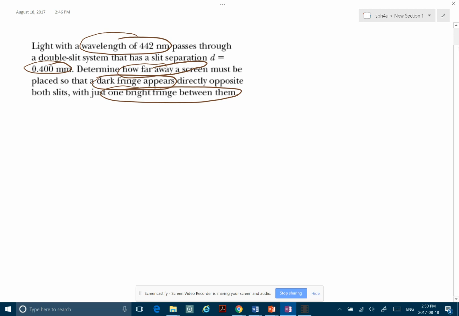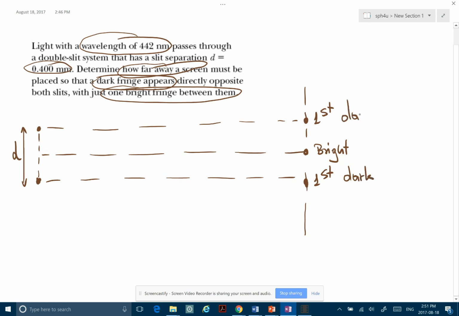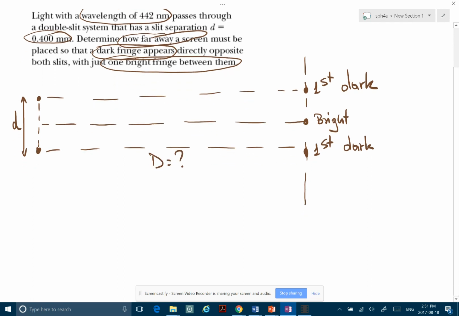All right. So let's first try to visualize this problem. We have the two sources, the two slits, and they are a distance d apart, which is given to us. And then we have a screen somewhere far. So we have one bright fringe, and then we have a dark spot on either side in such a way that the dark spots are exactly opposite the slits. So these are the first dark fringes. What we're looking for is the distance of the screen. Where should we place the screen?